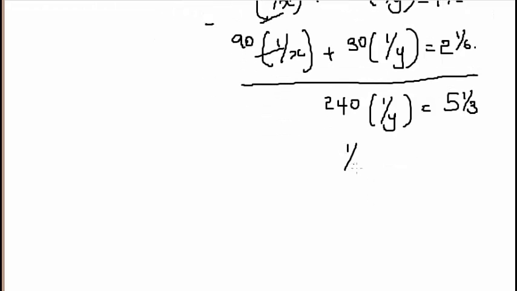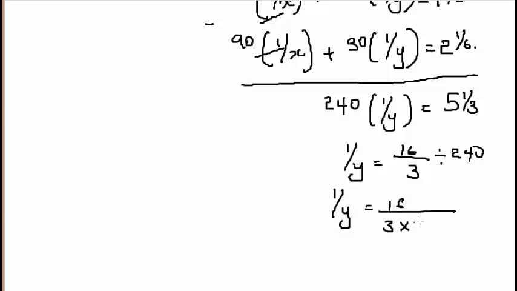My 1 over y becomes, convert this to an improper fraction, 16 over 3, divided by 240, because for 240 to leave this side, it divides and comes to the other side. So I have 1 over y is equal to 16 over 3 times 240, giving me 1 over y is equal to 1 over 45, meaning y is equal to 45.